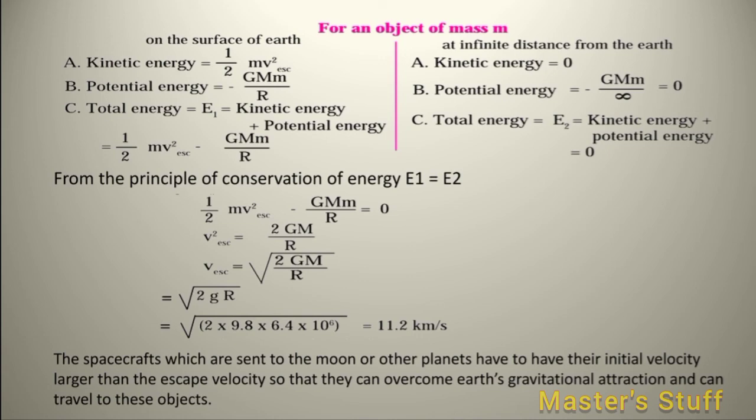The spacecrafts which are sent to the moon or other planets have to have their initial velocity larger than the escape velocity so that they can overcome Earth's gravitational attraction and can travel out of the Earth's gravitational field. Thus, when objects travel with the velocity greater than the escape velocity, they can overcome the Earth's gravitational force and break through it into the space.